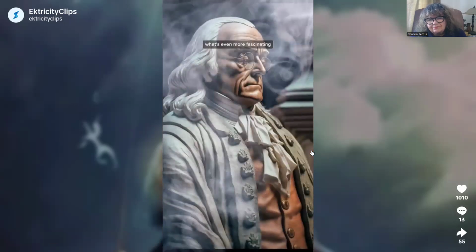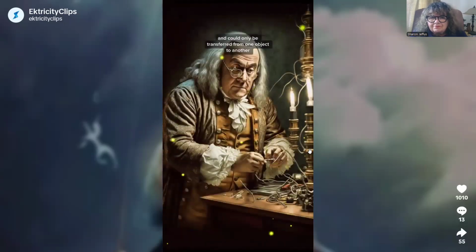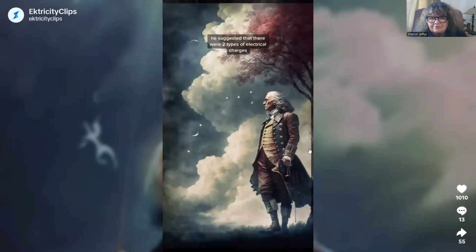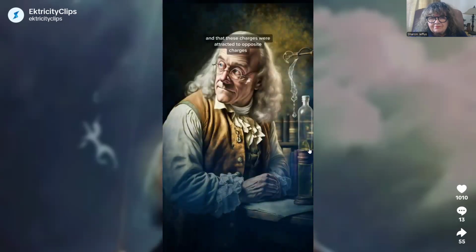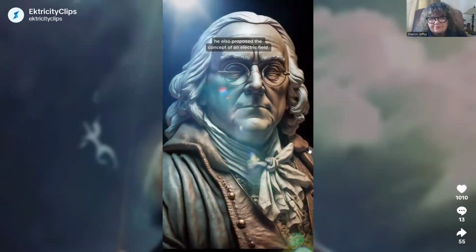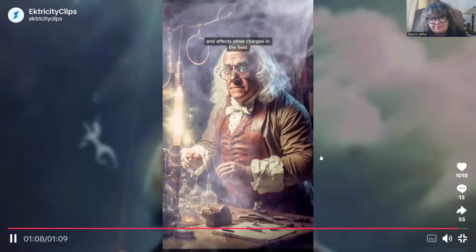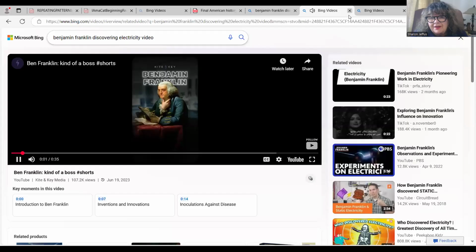What's even more fascinating is that Franklin realized that electrical charges were conserved and could only be transferred from one object to another. He suggested that there were two types of electrical charges, positive and negative, and that these charges were attracted to opposite charges and repelled by like charges. He also proposed the concept of an electric field, a force that exists around an electric charge and affects other charges in the field.